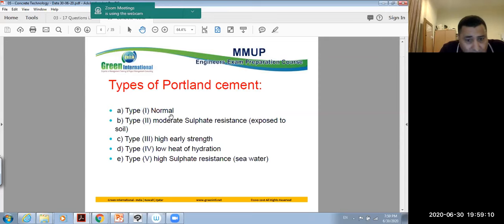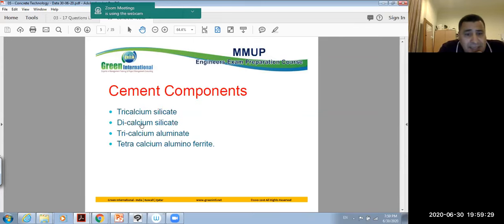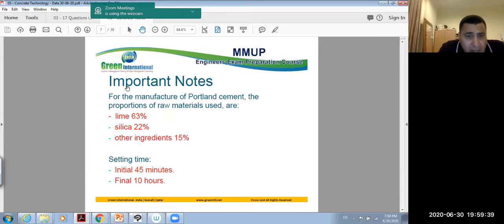Types of Portland cement: type 1 normal, type 2 moderate sulfate resistance, type 3 high early strength, type 4 low heat of hydration, type 5 high sulfate resistance, seawater. Cement components: tricalcium silicate, dicalcium silicate, tricalcium aluminate and tetracalcium aluminoferrite. For the manufacture of Portland cement, the proportion is 63% lime, silica is 22%, and other ingredients are 15%. Setting time is 45 minutes initial and the final is 10 hours.